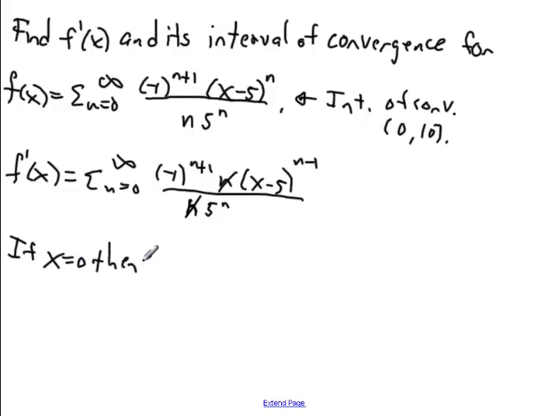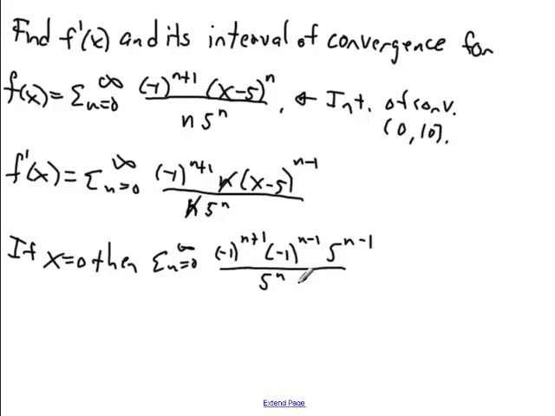then what we end up with is the sum from n equals 0 to infinity of negative 1 to the n plus 1, and then negative 5 to the n minus 1. So that's going to be negative 1 to the n minus 1 times 5 to the n minus 1, over 5 to the n. So this is going to be negative 1 to the 2n, which is just 1. So essentially we can cancel these off.